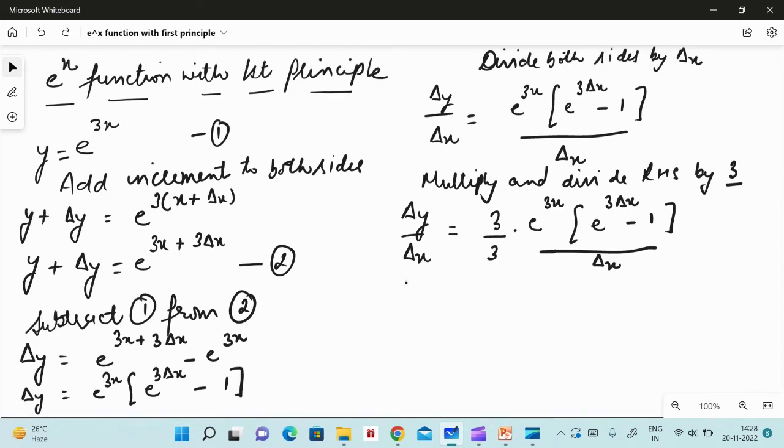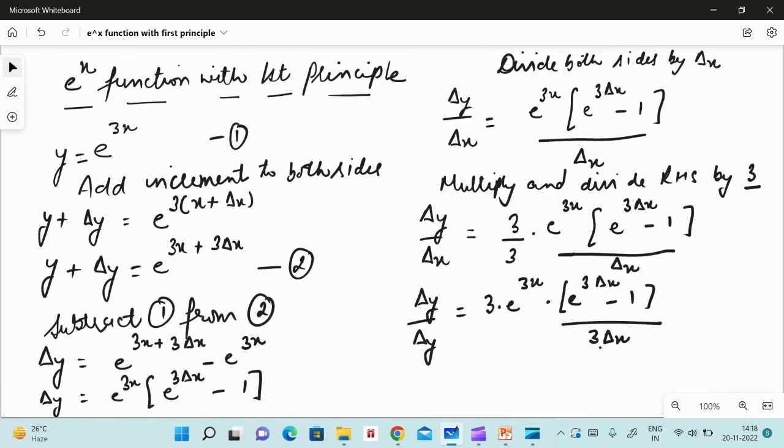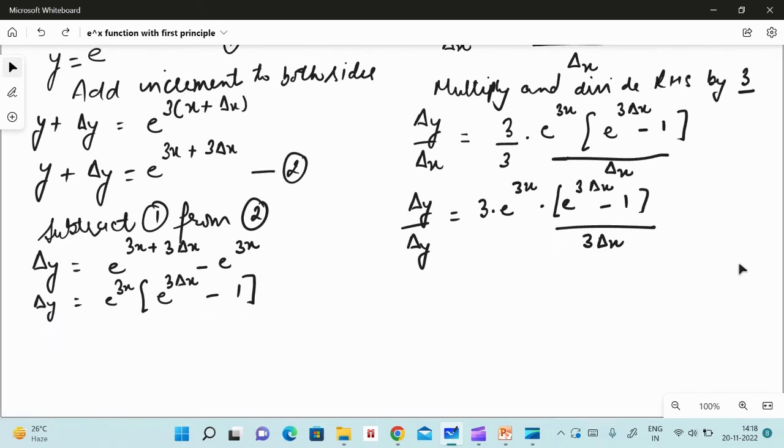Or I can write it this way: delta y by delta x equals 3 e power 3x into (e power 3 delta x minus 1) upon 3 delta x. No issues if I put 3 over here because there is a sign of multiplication. Now you can see this 3 delta x in the power and 3 delta x in the denominator are the same. This is the main motive, to make power and denominator the same.